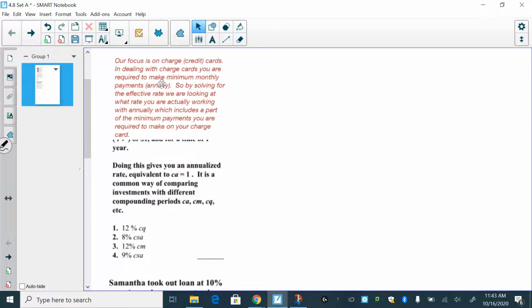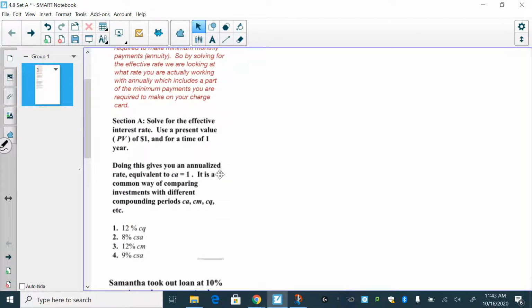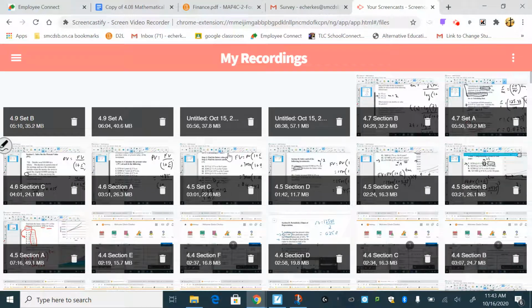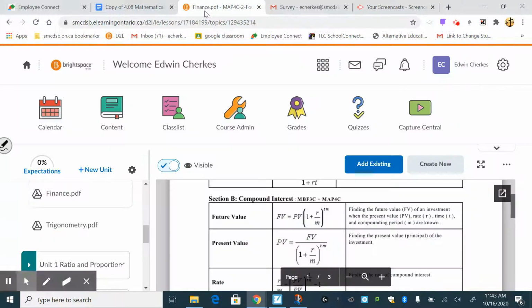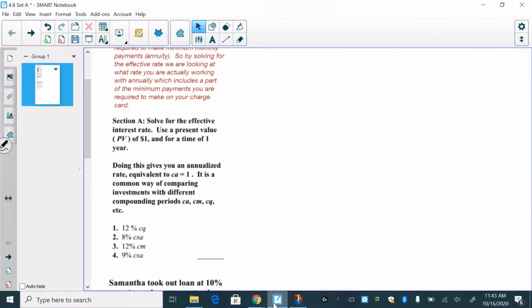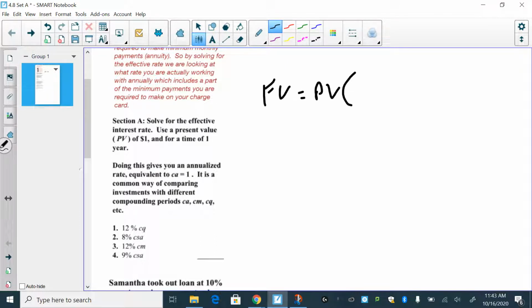So for all of these questions, we are going to be using the future value formula, but we're just going to modify it a little bit. So if we go over to our future value formula, it's just this one I'm using right here. Future value is present value bracket 1 plus r over m exponent of tm. So you've used that many times. So let's just copy that out for a sec.